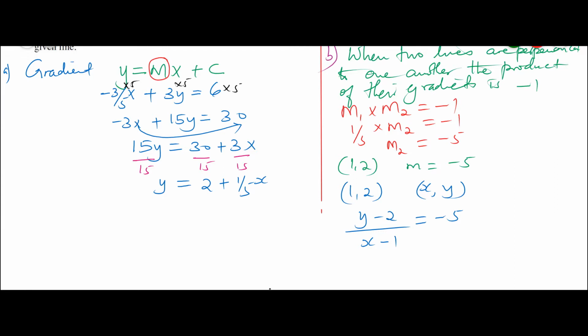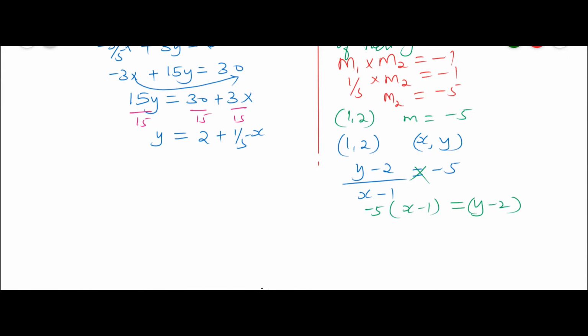At this stage we can cross multiply. We take -5 multiplied by x minus 1 is equals to y minus 2. So this one will give us -5x plus 5 is equals to y minus 2. So we can take this one to this side so that we have y is equals to -5x plus 7.